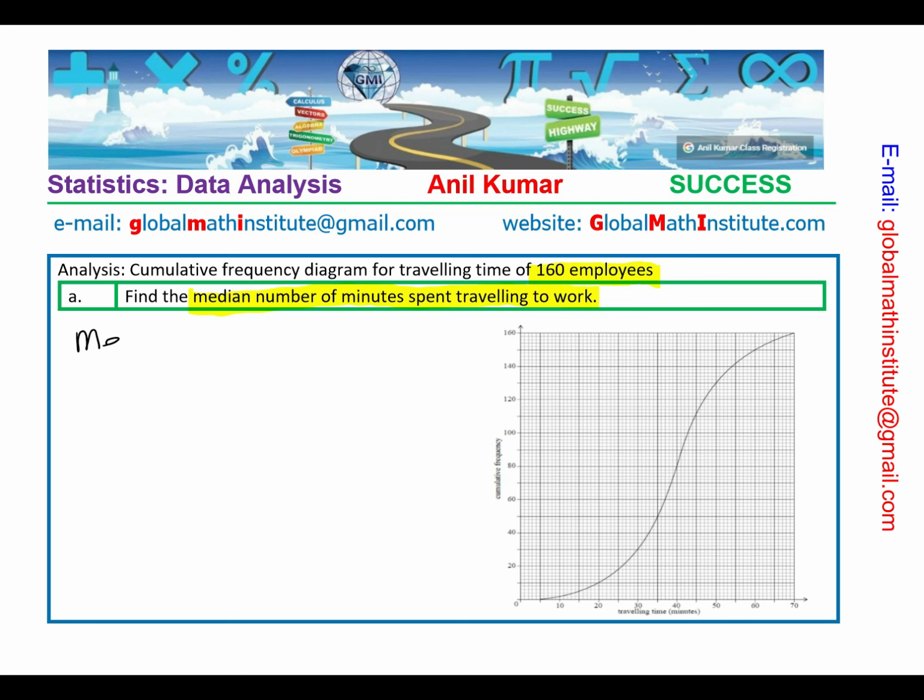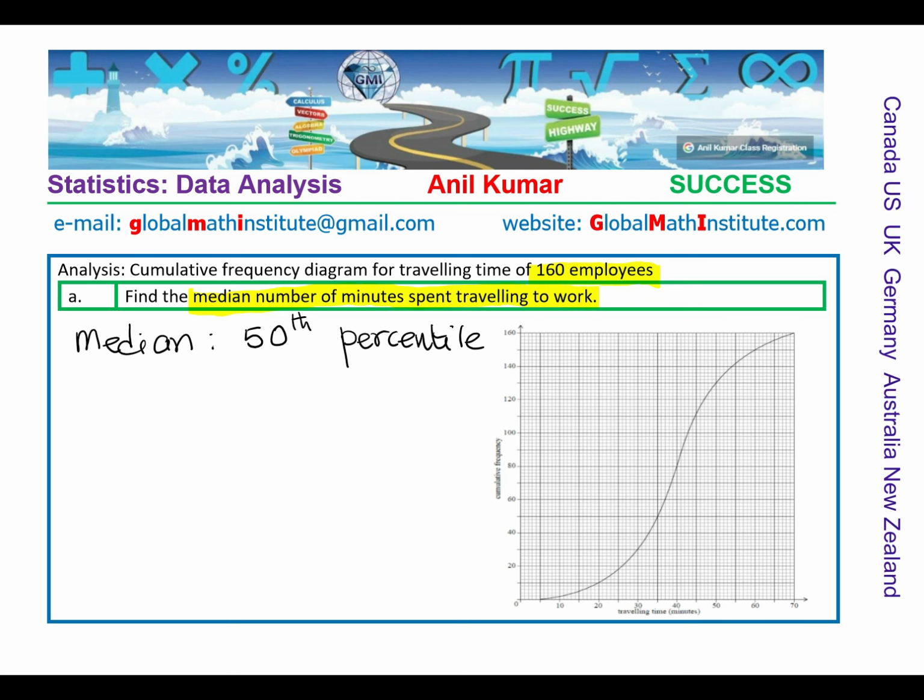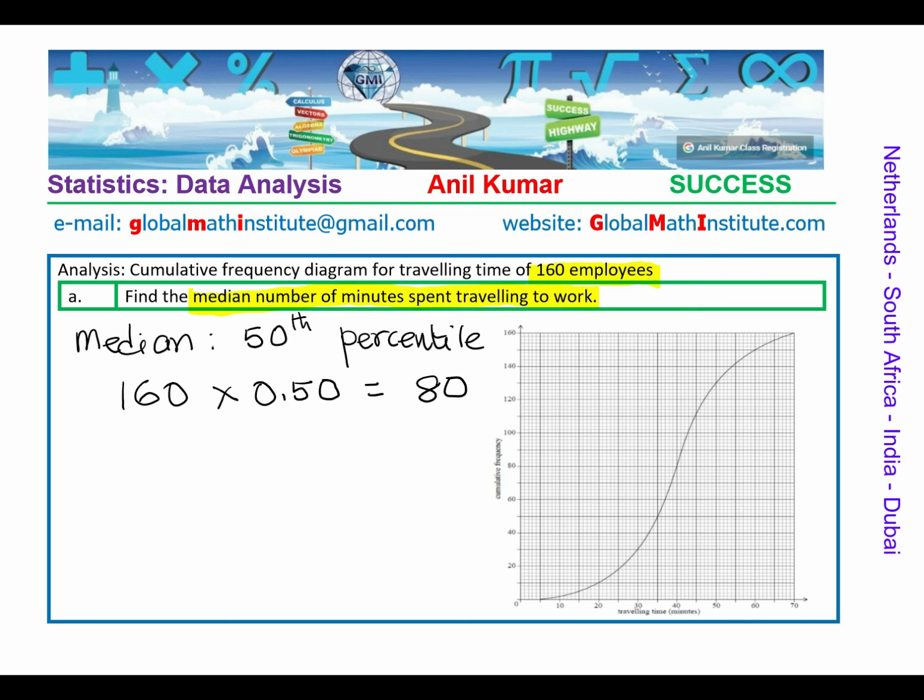So median is also 50th percentile. So in cumulative frequency graphs, we also use the term percentile. Since there are 160 employees, so what is the 50th percentile? 160 times 50%, which is 0.50, correct? So half of this is 80. So that is the number of employees which we are interested in.